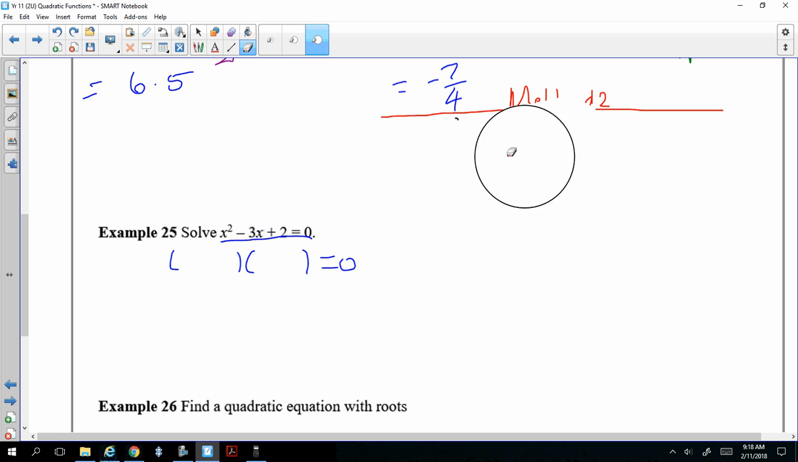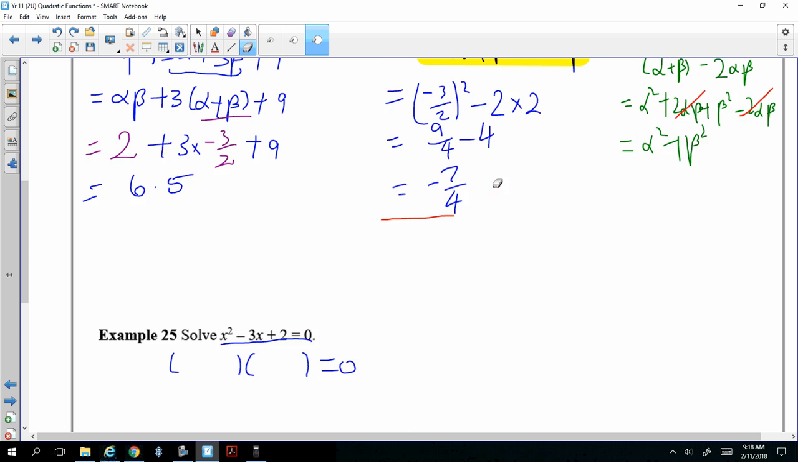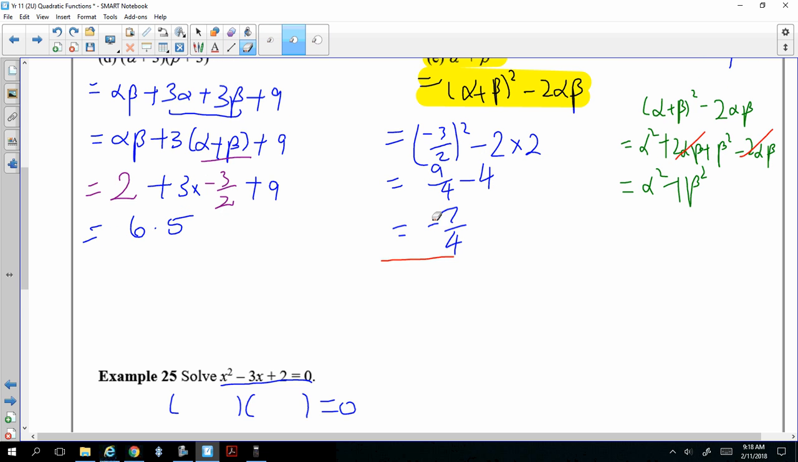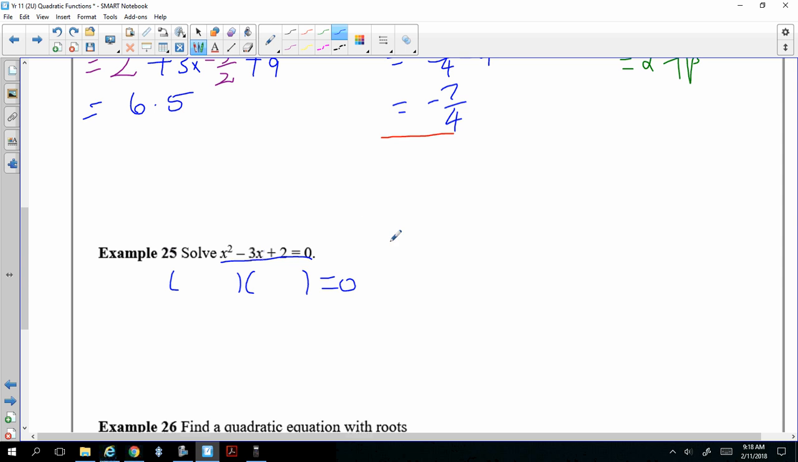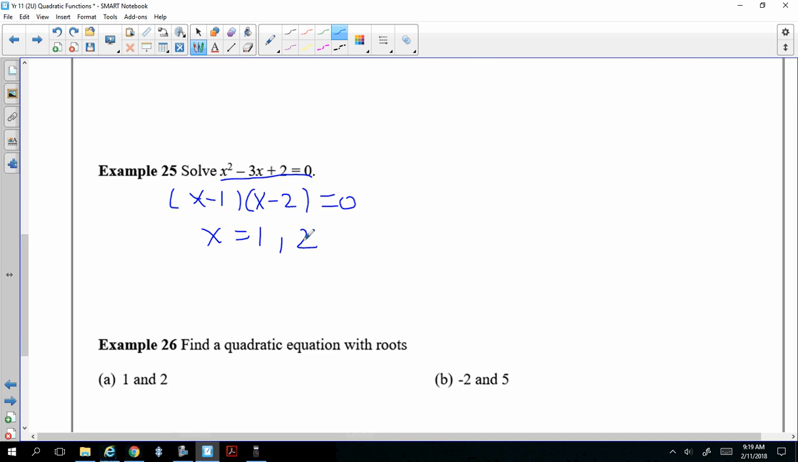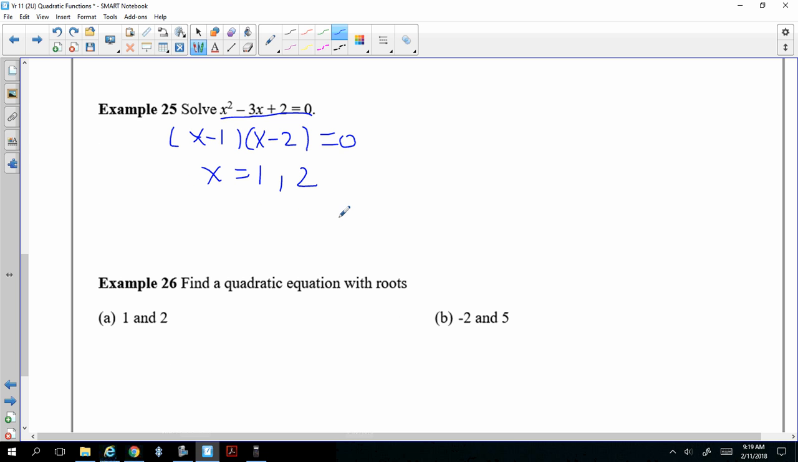Alright, solve this one, example 25. Okay, Anthony, how do you solve it? Go. Alright, good. And Lisa, what's x equal to? One and two, very good. Alright, done, easy. Now, what's the purpose of this? Well, the purpose is not to solve the equation, it's actually to answer the next question. How do I get the equation given the answers? Say the answer was x equal to 1 and 2. What's the equation?